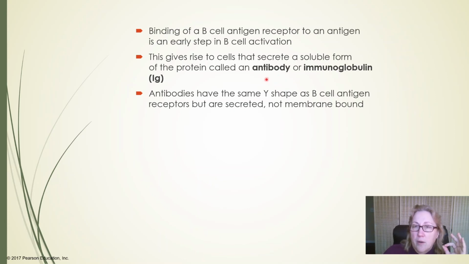So once the B cells recognize their antigen, eventually they're going to give rise to cells that are going to secrete antibodies. An antibody is a secreted protein that's going to recognize that same antigen. And the abbreviation for antibodies, or immunoglobulins, because they're proteins, is Ig. And there are 6 or 7 different Igs.